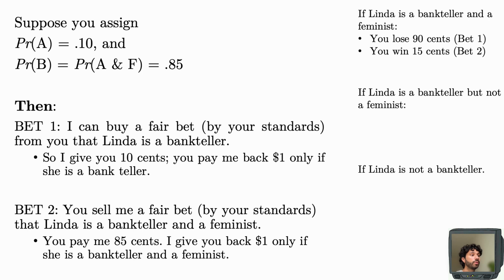Well, the first bet says that you pay me back $1 only if she's a bank teller. Now, she is a bank teller, so you do give me back the $1. But since I paid 10 cents for the bet, then it's $1 minus the 10 cents. So you lose 90 cents. What about the second bet? Here you win 15 cents because you pay me 85 cents and I give you back the dollar only if she's a bank teller and a feminist. And that happened. So in that case, you win the 15 cents.